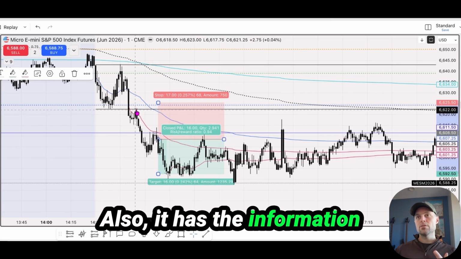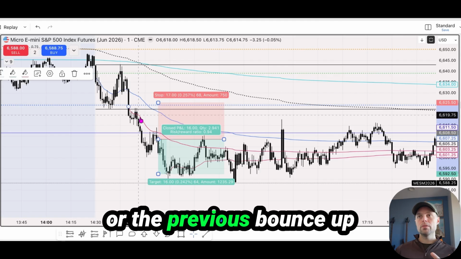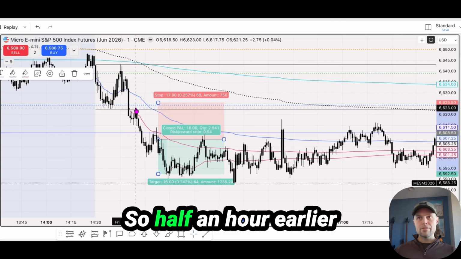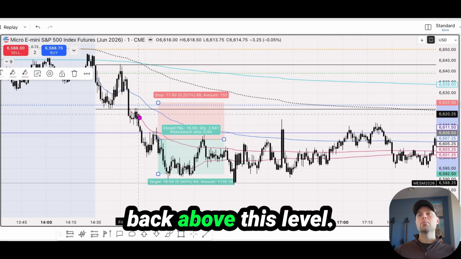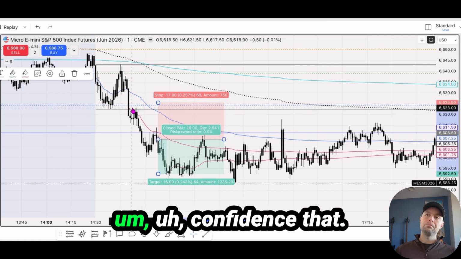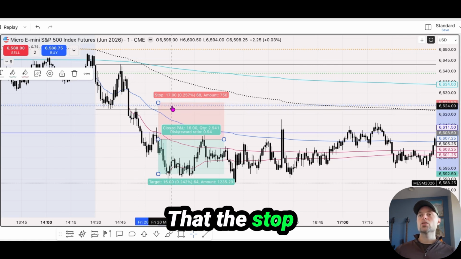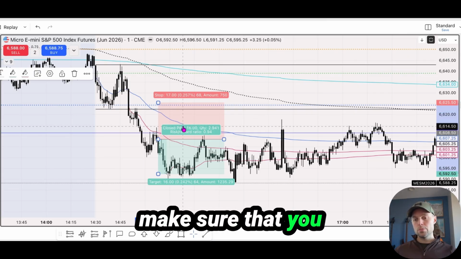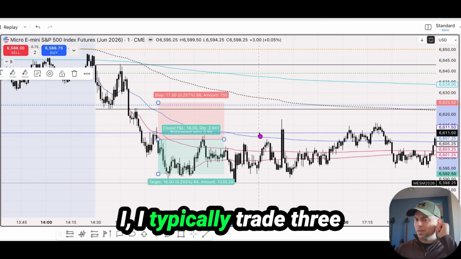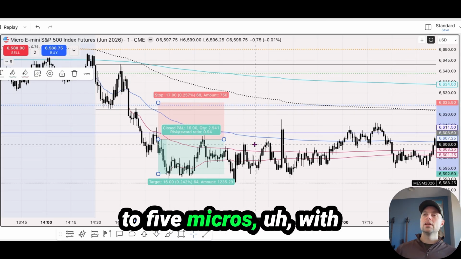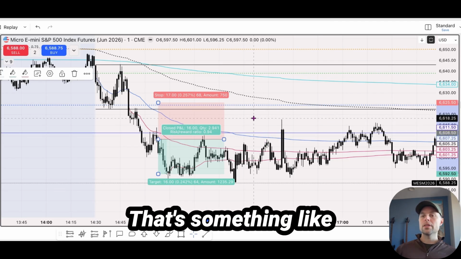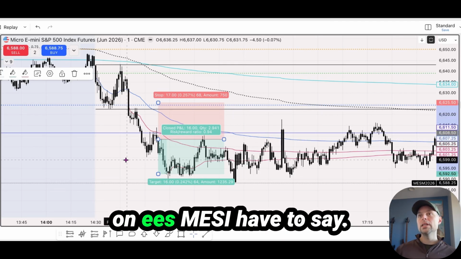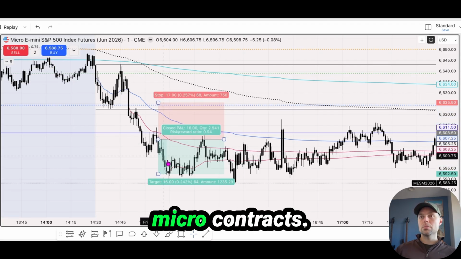Also, it has the information from the previous top here, or the previous bounce up here, and we're putting our stop above that as well. Half an hour earlier, price could not push back above this level. So it gives me further confidence that this stop placement is good. So that's 17 points. Then you want to make sure that you position size correctly. I typically trade 3 to 5 micros, with 3 micros on. That's something like $250 of risk on MES, I have to say. So these are micro contracts.